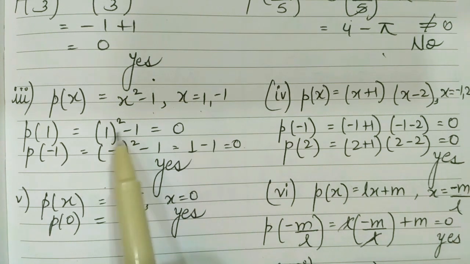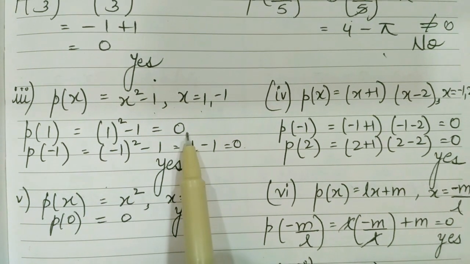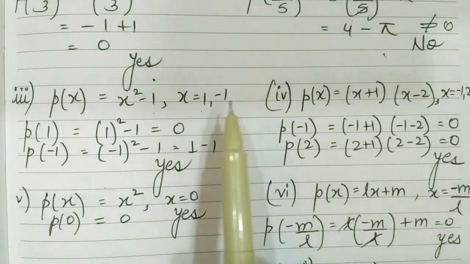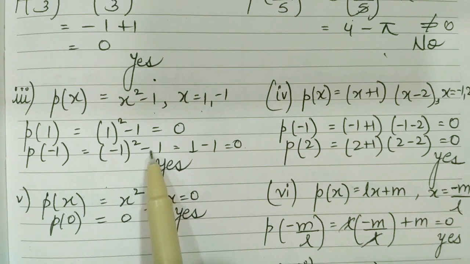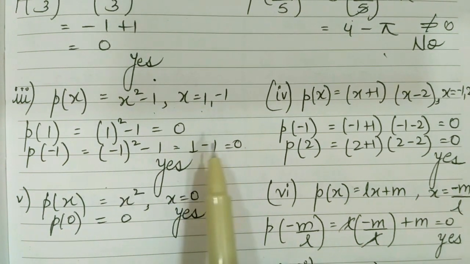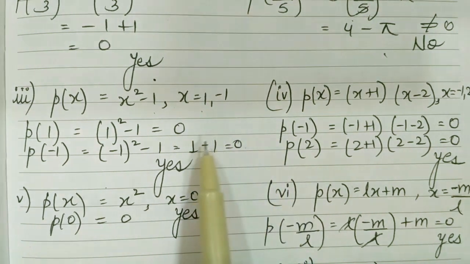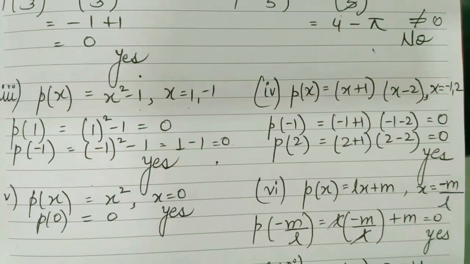When I put x equals 1, it becomes 1 square minus 1. 1 minus 1 will be 0. When I put x equals minus 1, it becomes minus 1 square minus 1. The square of minus 1 will also be 1, and 1 minus 1 is 0. In both cases, I got the answer as 0. So these both are the zeros of the given polynomial.